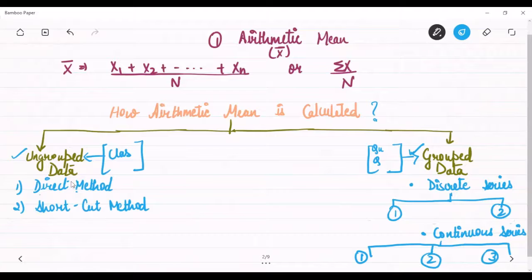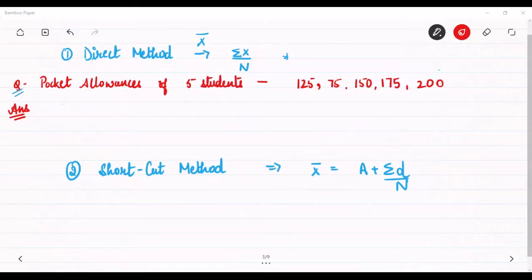Under the ungrouped data, we are going to study two methods. First is the direct method to calculate arithmetic mean, and the second one is the shortcut method. Under grouped data, we have two series. First is the discrete series, in which we use perfect or accurate numbers, and the continuous series, in which we use class intervals. Okay, so let's start with the direct method.